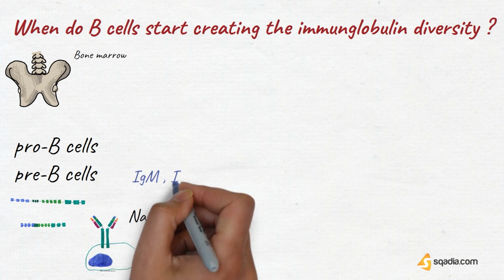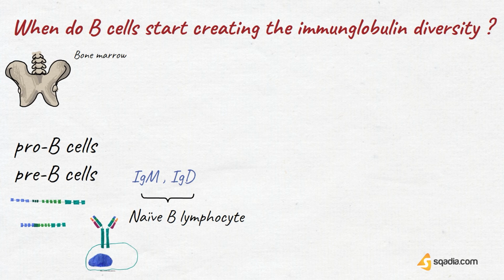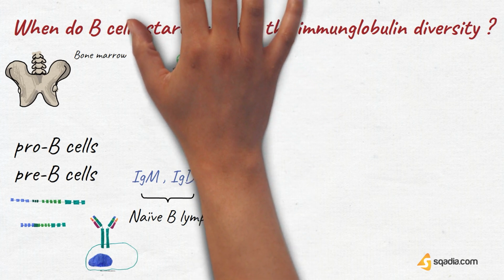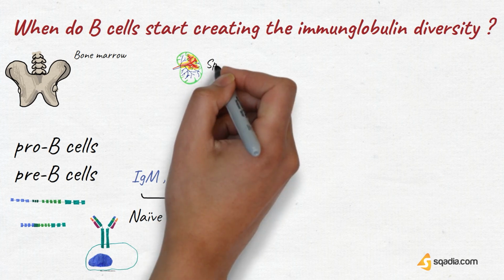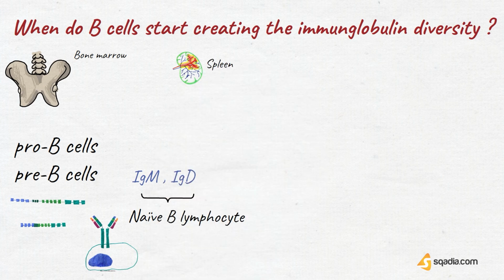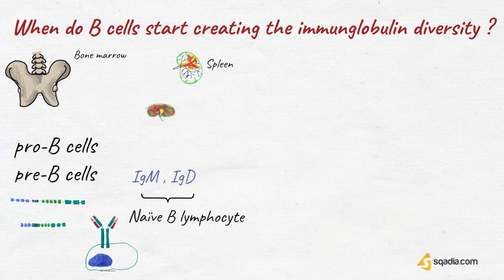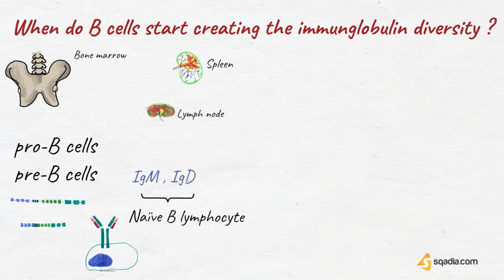At this stage, the naive B lymphocyte has only two types of immunoglobulins, IgM and IgD. We will explain in detail the function of each type in upcoming videos. So the lonely travel starts. Naive B cells constantly travel in the blood between the spleen and the lymph nodes again and again until they meet an antigen. But why is this travel lonely? Because meeting the antigen may never happen.